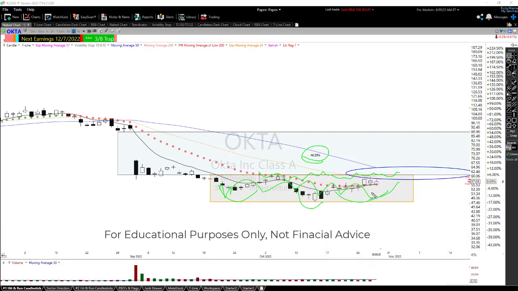For some people, maybe some members here are already in this. Maybe some are waiting for the breakout of the 34. Maybe some are waiting for the breakout of the 50 up here. Again, if you don't know how to trade it, let's talk about it in the trading room today, okay?